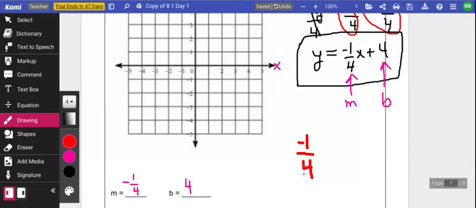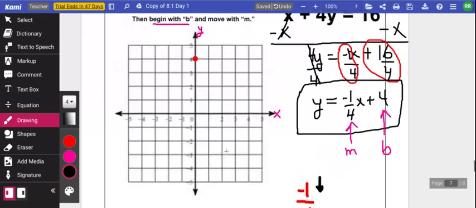So in this slope, remember the top number tells me to go up or down. So if the top number is -1, that means I should go down 1. The bottom number is +4. The bottom number tells me to go right or left. If it's positive, I go right. If it's negative, I go left. So because it's +4, I would go right 4. So from B, I need to go down 1, right 4.